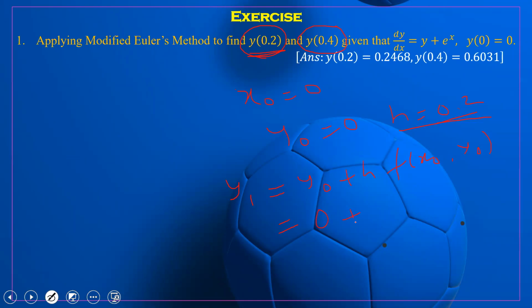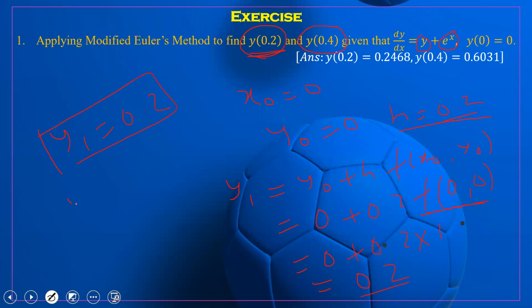It is 0 plus h is equal to 0.2. f of x0, y0 is f of 0, 0. So if we put all these values over here, 1 plus 0.2, what is f of 0, 0? So this is 0, and e to the power 0 is 1. So it is 1. So this is 0.2, and the value of y1 is 0.2 by Euler's method.